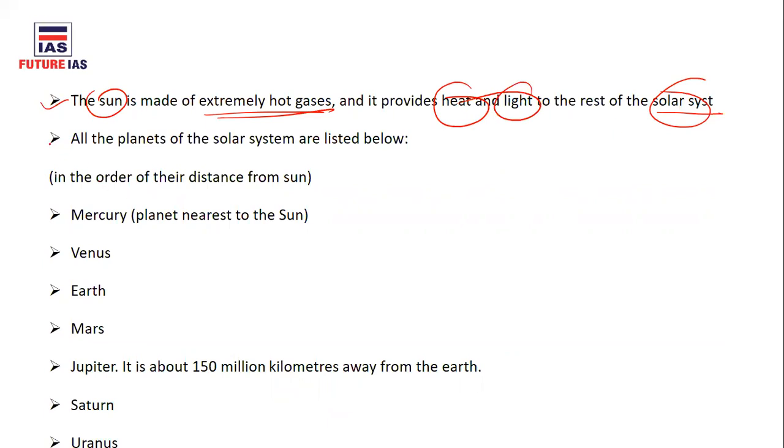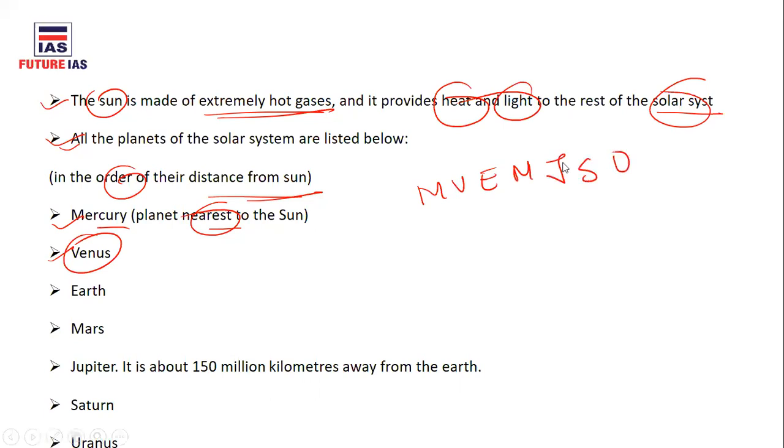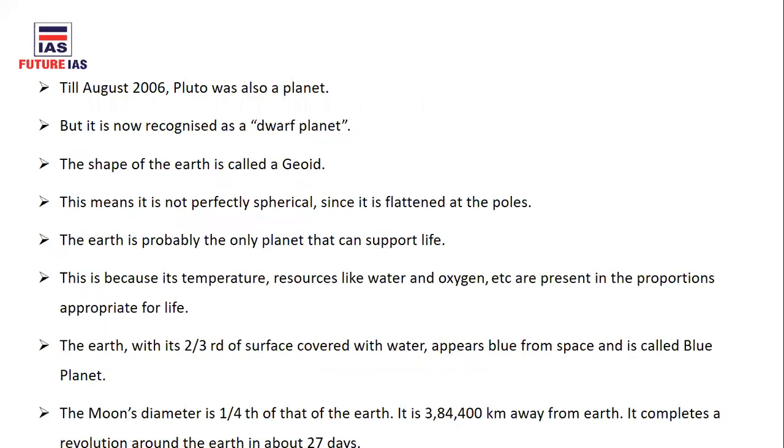And when you consider the order of their distance from the sun, Mercury is the nearest to the sun, as I have already explained through the picture. Venus is the second one. So you remember Mercury, Venus, Earth, Mars, Jupiter, Saturn, Uranus. All right. So you see here, Mercury is the nearest one. Then you have Venus, then Earth, then Mars, then Jupiter, then Saturn, then Uranus, and then you have Pluto. All right. These are the planets in the order of their distance from the sun. So Mercury is the nearest one.